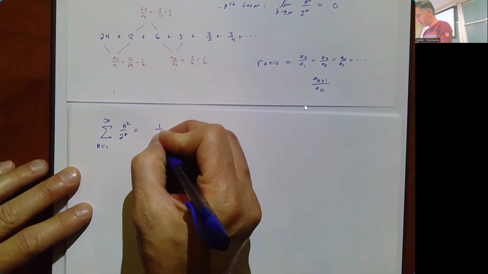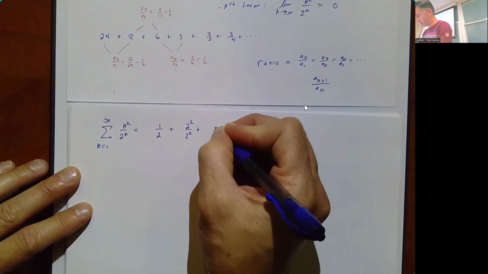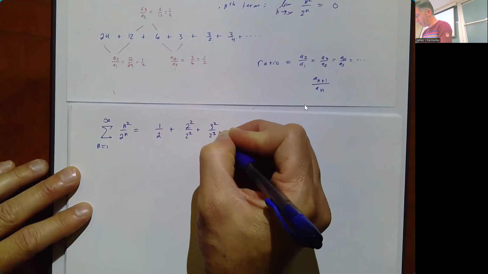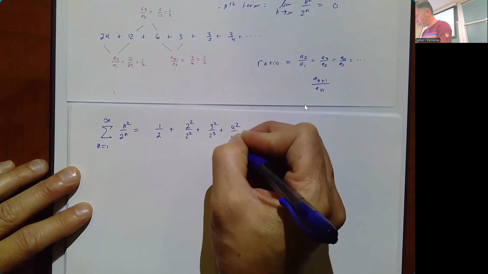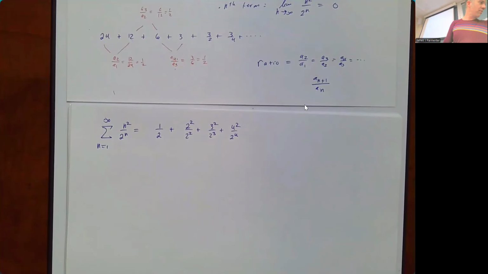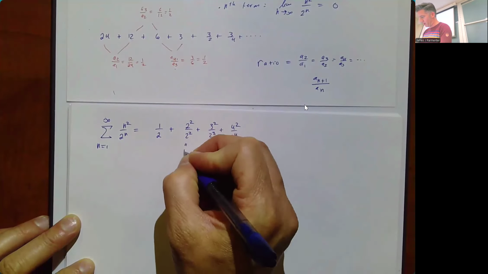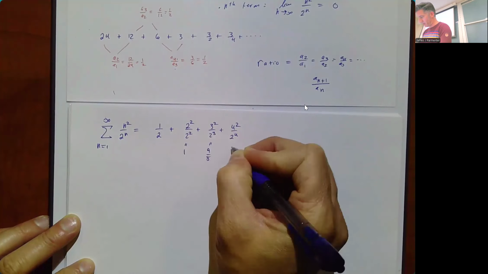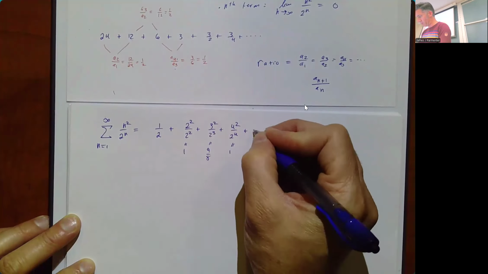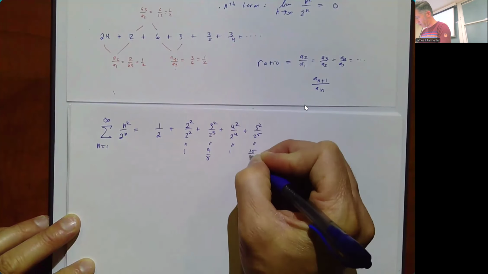We're going to get 1 over 2. We're going to get 2 squared over 2 squared. We're going to get 3 squared over 2 cubed. We're going to get 4 squared over 2 to the 4th. It doesn't seem like these terms are that interesting yet. I just point out, these are not geometric, right? That's equal to 1. That's equal to 9 over 8. That's also equal to 1. The next term would be 5 squared over 2 to the 5th, which is 25 over 32.